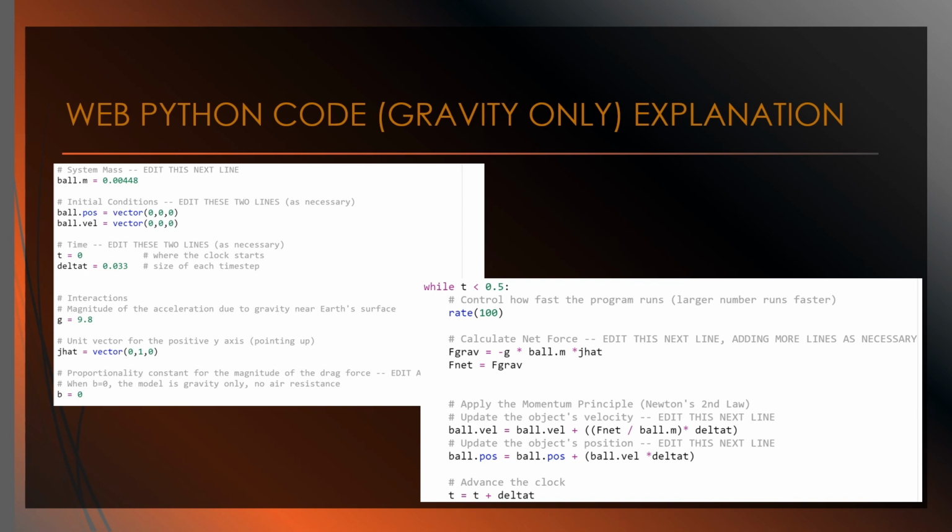The force of gravity then was set equal to this formula right here, which was basically derived by using Newton's second law and Newton's law of motion in the y direction. And then we used Newton's update formulas to get that right here, and this is just advancing the clock by the delta t variable.